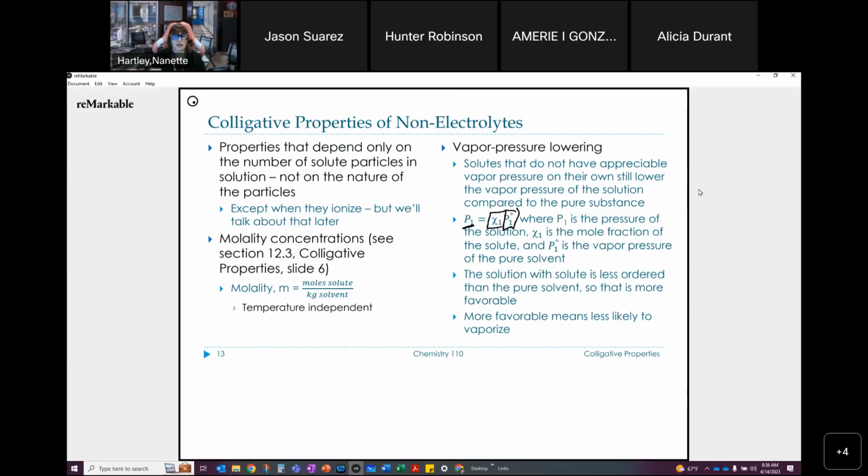So we can calculate how much the vapor pressure is going to change if we know what it is before we put stuff in it, and we know what the fraction of the stuff that we put in is. Questions about that?